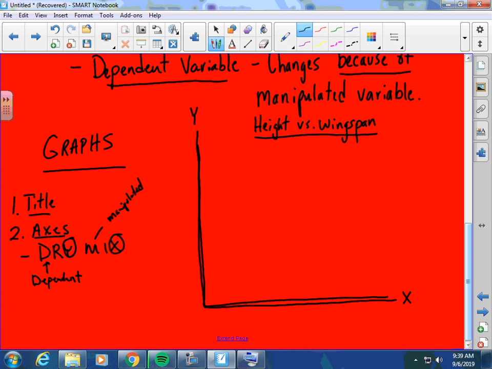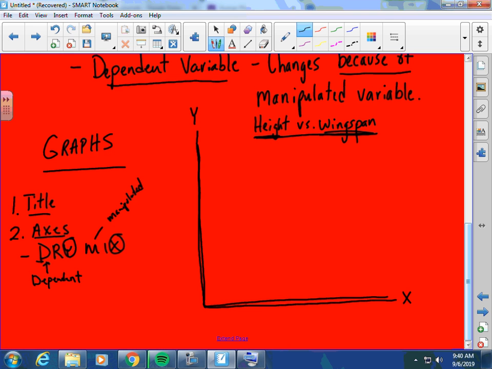So the other thing that's good about it is the dependent variable. If I know my two variables, I know the two things that are changing. And these are going to be the two things that I see in data tables when I'm doing graphing. In this case, it's height and wingspan. All right. I can just ask myself, does a person's height depend on their wingspan? Or does their wingspan depend on their height? Which one sounds better to you?